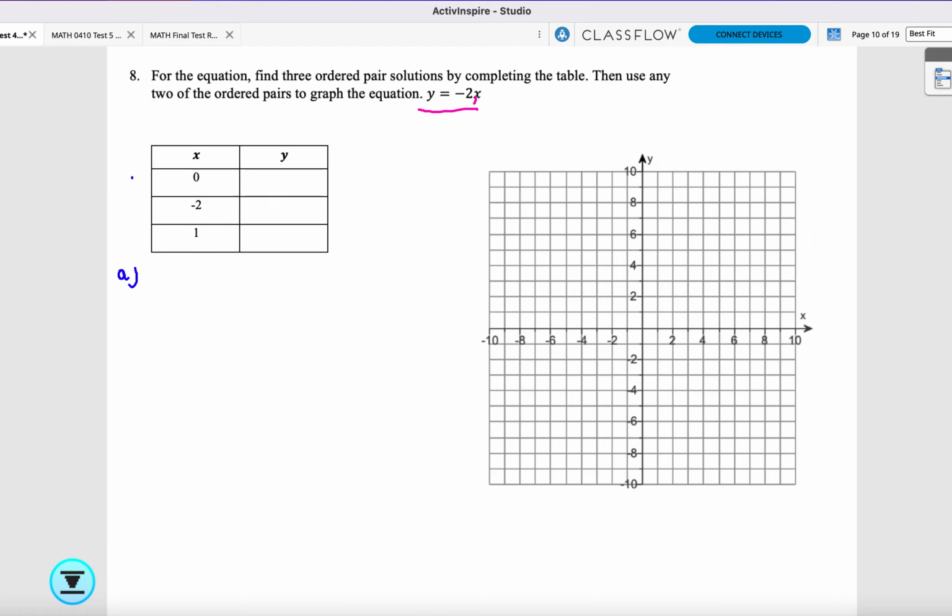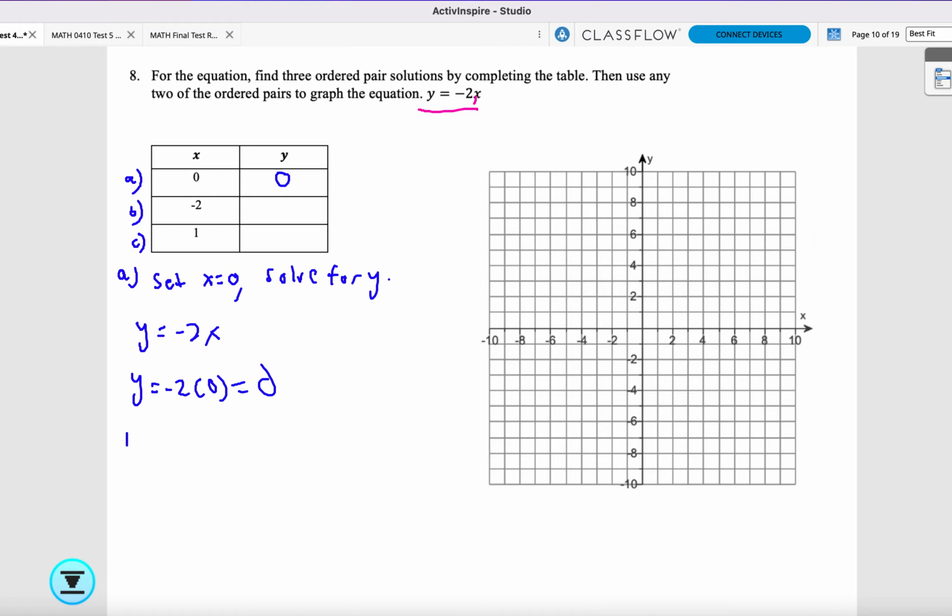So A is set x equals 0, solve for y. So we have y equals negative 2x, which is y equals negative 2 times 0, which is 0. So y is 0 when x is 0. B, set x equals negative 2, solve for y. So then we get y equals negative 2 parentheses negative 2. Two negatives make a positive.